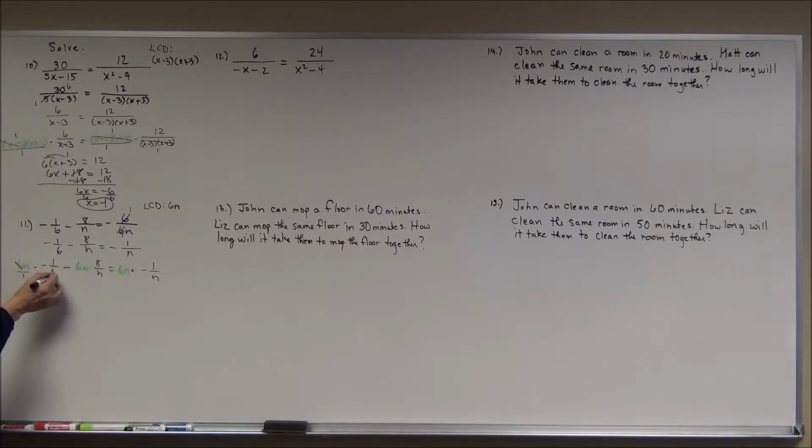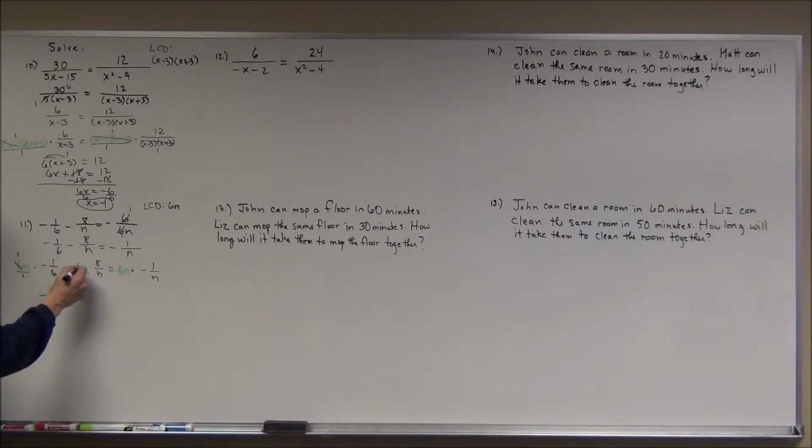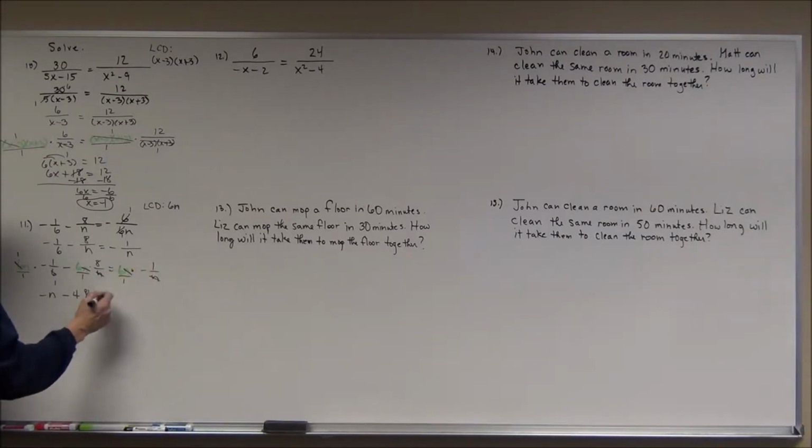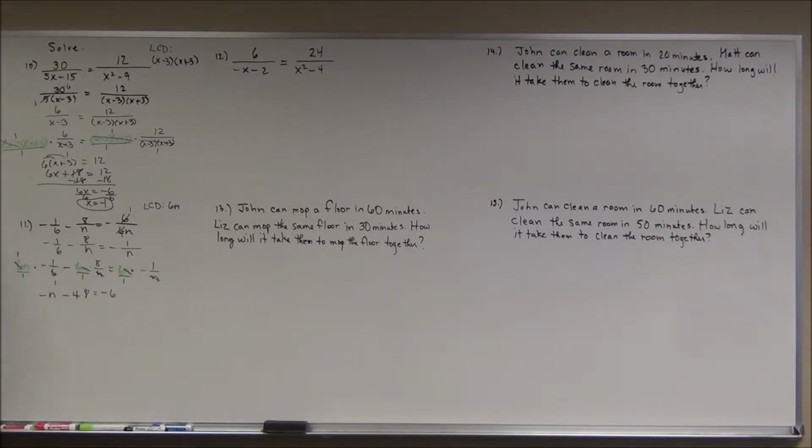The 6's cancel. I have n times negative 1, which is the opposite of n, all over 1. Minus. Over here, the n's cancel. I have 6 times 8, which is 48. And on the right side here, the n's cancel, and I have 6 times -1, which is -6. You can see it coming.